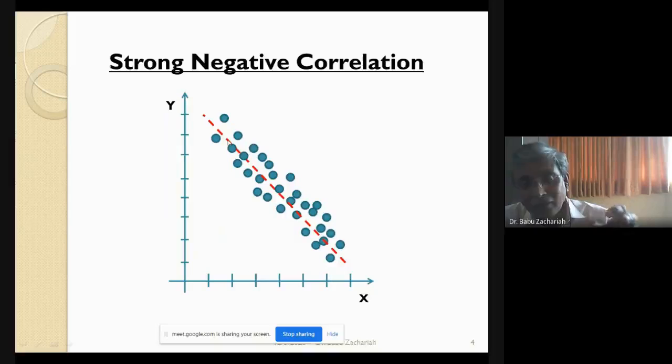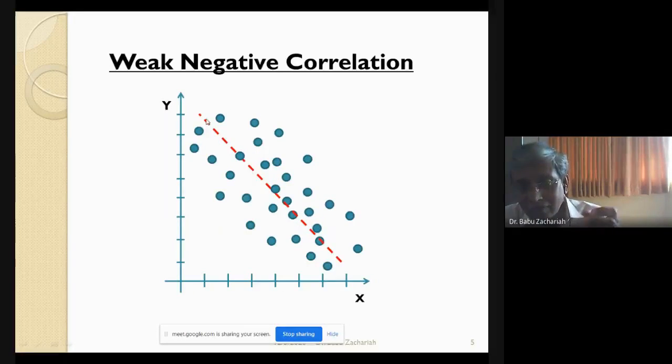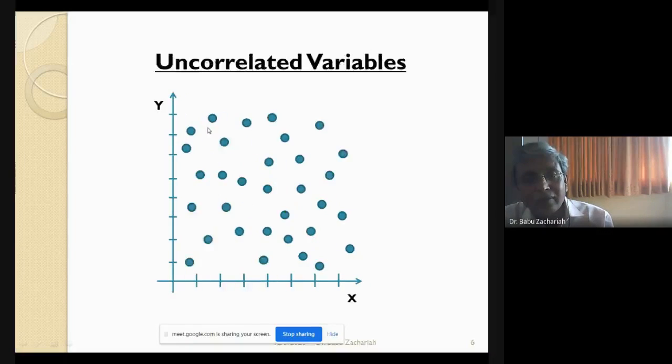Here, the dots are close to the line, but the line is a decreasing line. As x increases, y decreases. So this is what we call negative correlation. And again, next one, this is a decreasing line, but the dots are scattered a little more, so we call it weak negative correlation. And when there is no pattern visible, we consider it uncorrelated variables.